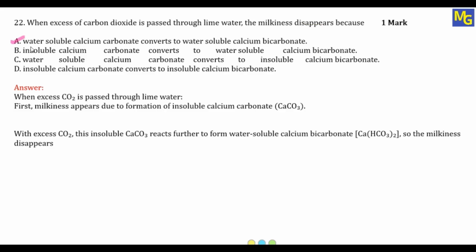So option A, water soluble calcium carbonate converts to water soluble calcium bicarbonate. Second one is insoluble calcium carbonate converts to water soluble calcium bicarbonate. C, water soluble calcium carbonate converts to insoluble calcium bicarbonate. And D is insoluble calcium carbonate converts to insoluble calcium bicarbonate. So these are the 4 options which are given. Now the answer we will see.